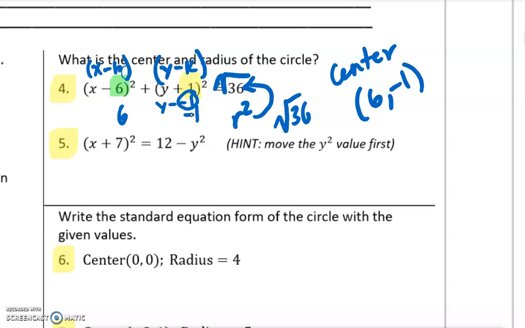We know that the square root of 36 is 6. So we can say that the radius equals 6.